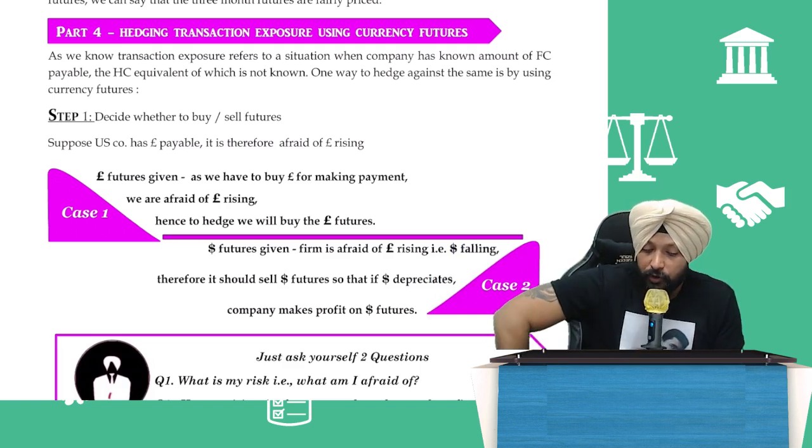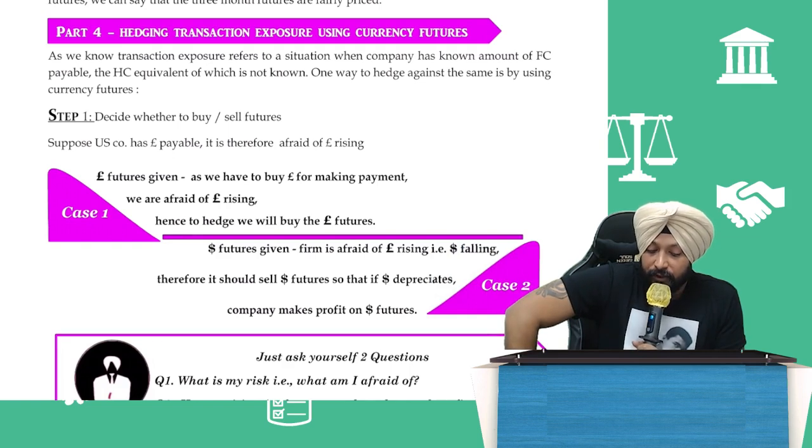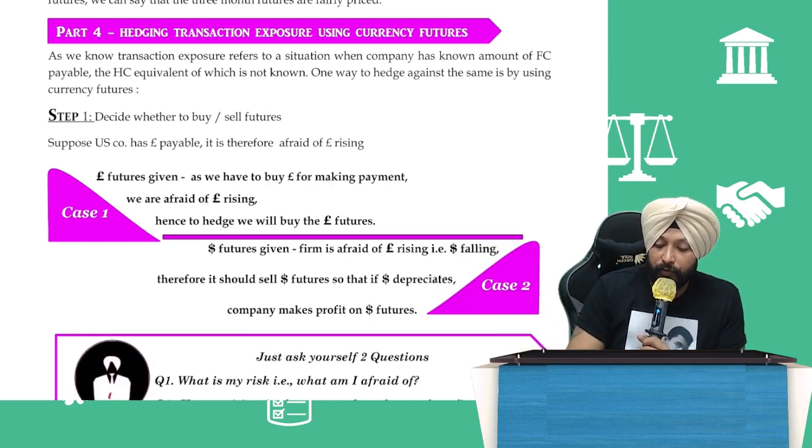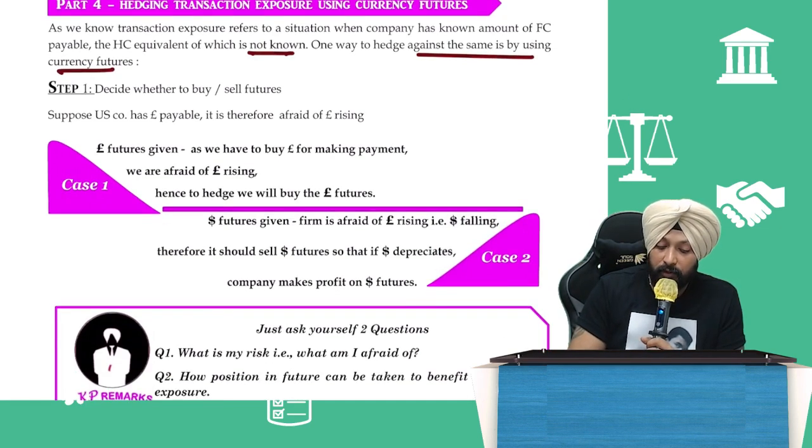Hedging transaction exposure using currency futures. As we know, transaction exposure refers to a situation when a company has a known amount of foreign currency payable, the home currency equivalent of which is not known. One way to hedge against the same is by using currency futures. The first question is decide whether to buy or sell futures.